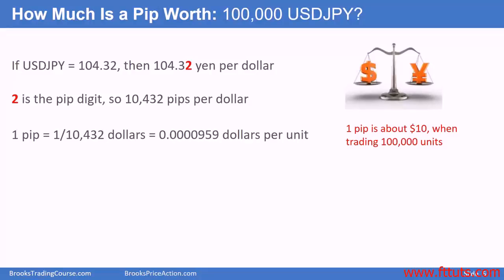Let's say we have 100,000 units of the dollar yen, and the dollar yen is trading at 104.32. Then there are 104.32 yen per dollar. 2 is the pip digit, the second digit. So there are 10,432 pips per dollar, and therefore one pip is 1 divided by 10,000, and it comes out to this many dollars per unit. If you're trading 100,000 units, one pip is about $10.